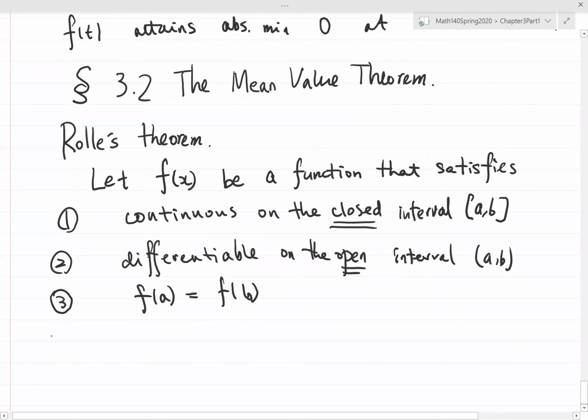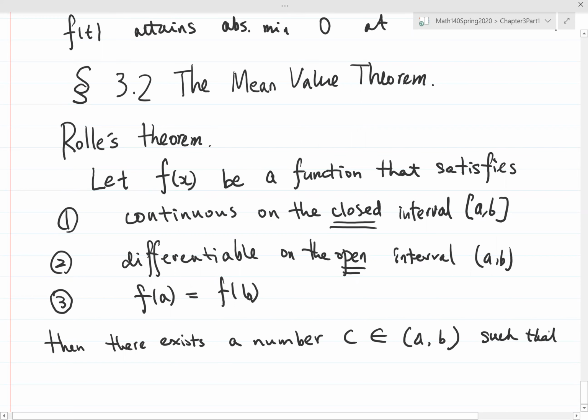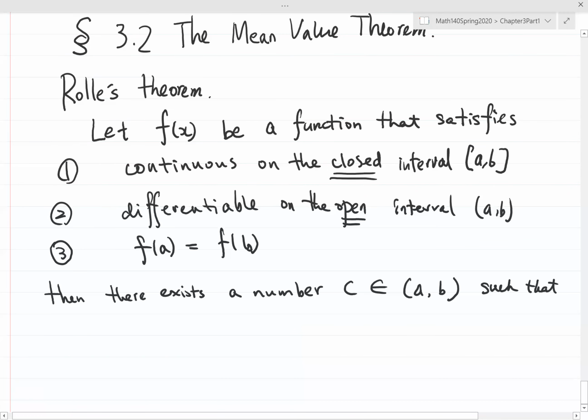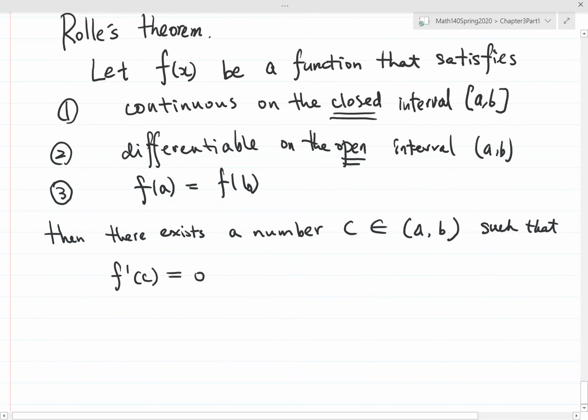Then the conclusion is there exists a number C in this open interval A to B such that the derivative f'(C) vanishes. So this is Rolle's theorem.